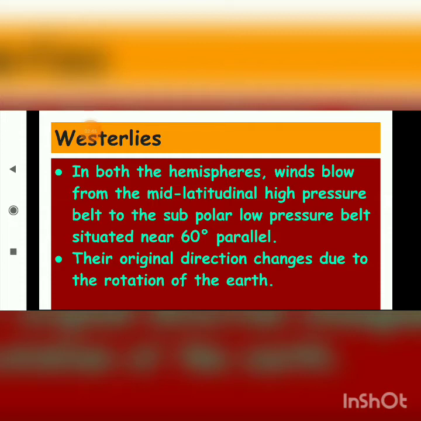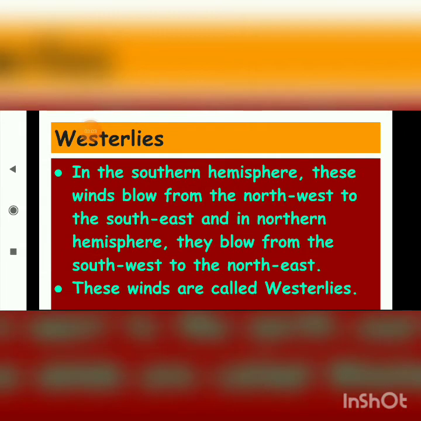They are moving to the subpolar low pressure belt, which is situated near the 60 degree parallel. Their original direction changes due to the rotation of the earth. So why does the original direction change? It changes due to the rotation of the earth.